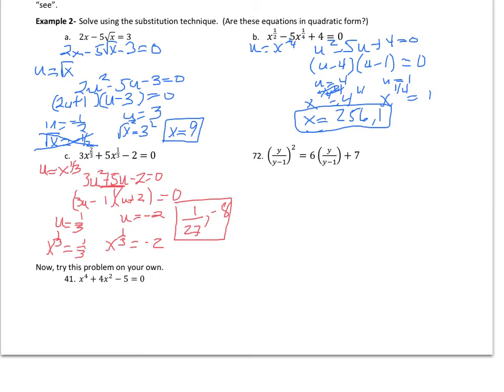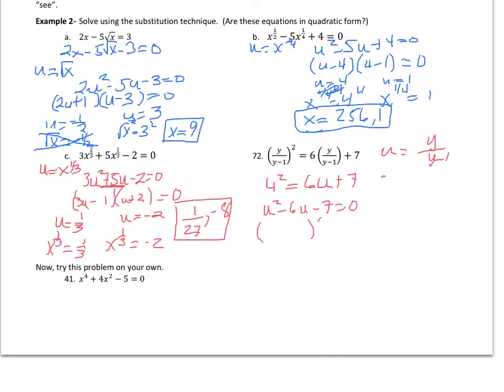Okay, this is why we like u substitution. So what's u going to be here? y over y minus 1, yeah. Okay, so now we get u squared equals 6u plus 7. Okay, next. Good, move everything over. Nicely done. So now we get u squared minus 6u minus 7 equals 0.